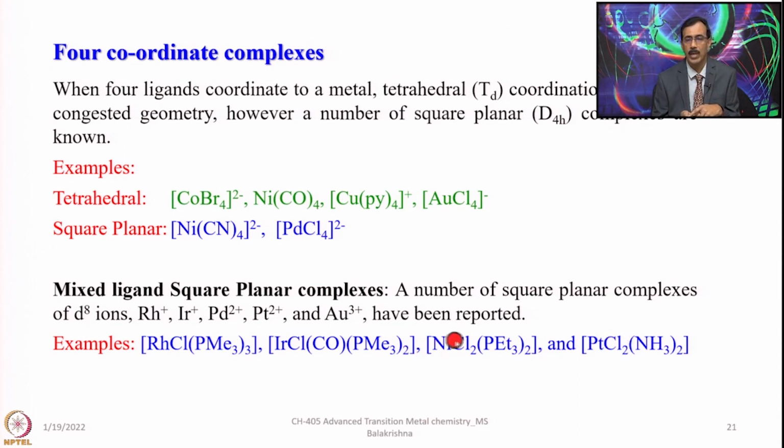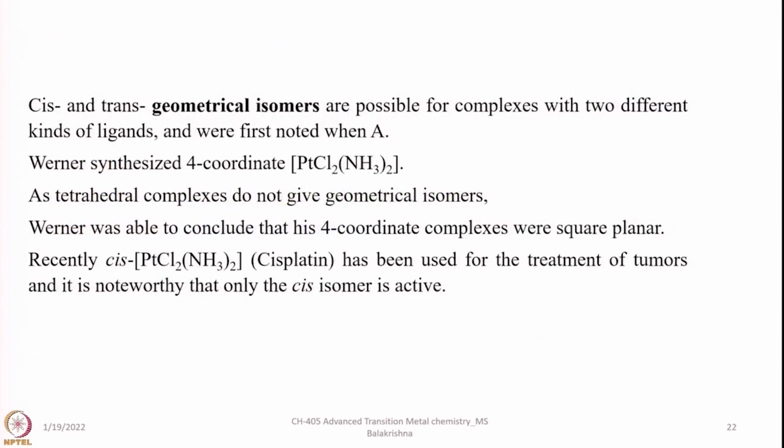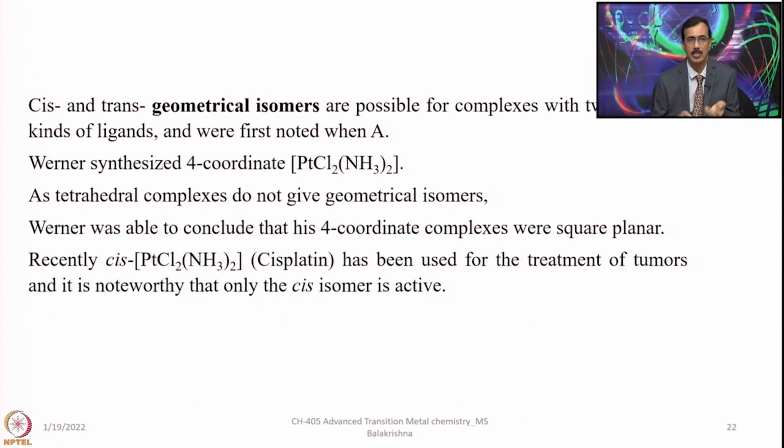And of course here we also come across, when we have 2 different types of ligands in complexes having square planar geometry like MA2B2, geometrical isomerism, cis and trans. Cis and trans geometrical isomers are possible for complexes with 2 different kinds of ligands, and were first noted when Werner synthesized both cisplatin and transplatin. And of course, I shall tell you the fascinating story of the discovery of coordination concepts by Werner.